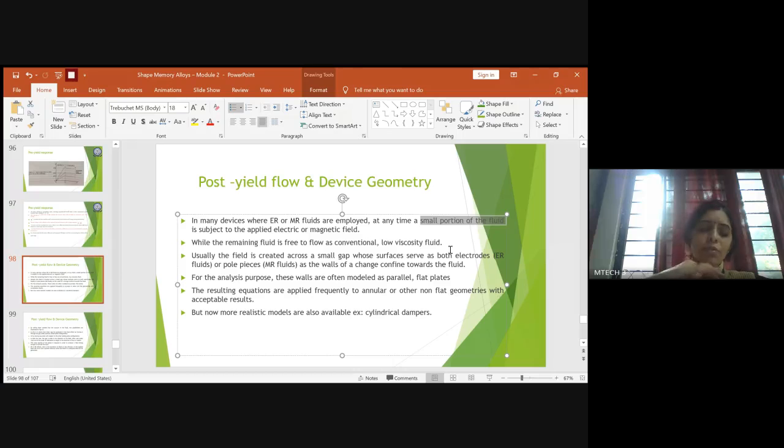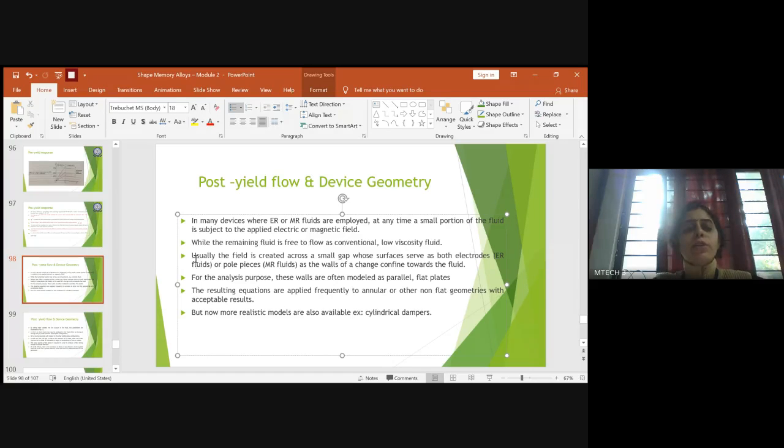So it will have a low viscosity and it will flow as per its type of fluid condition without any external effect. So the remaining fluid will be free to flow, whereas the part of the fluid associated with the electrical field will behave in a different way. It behaves like an ER fluid due to the ER effect. So this you have to understand. It is not like you're applying the field throughout the material, only for a particular section. So that section will have high viscosity and the remaining liquid flows in a conventional way. Okay, so this is one concept you have to understand.